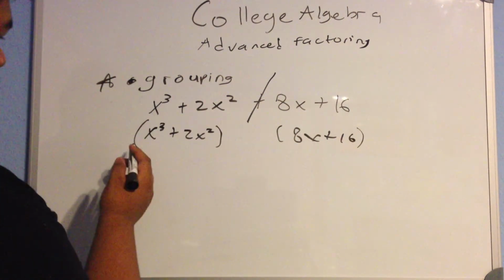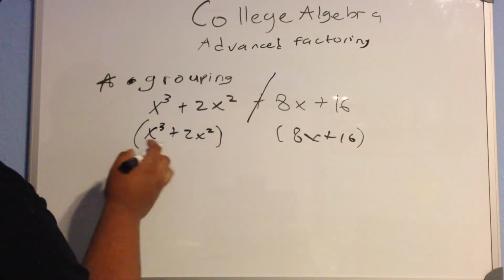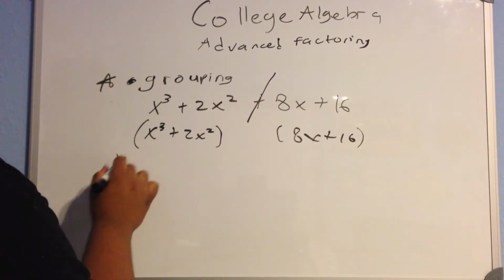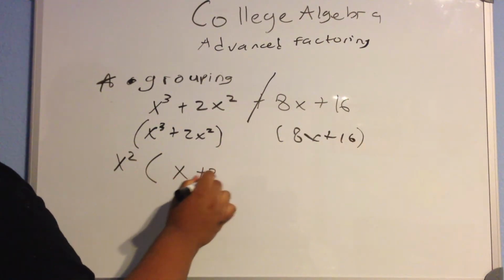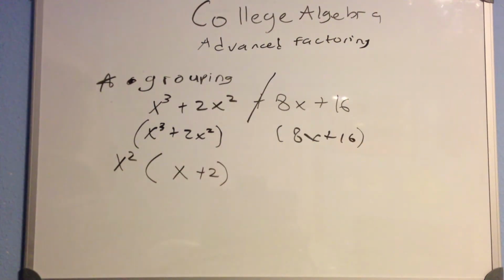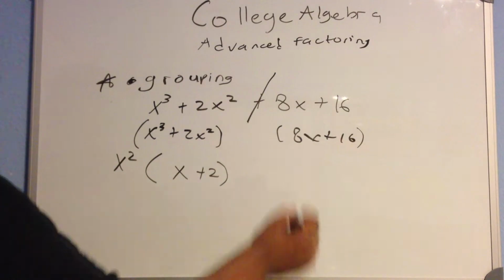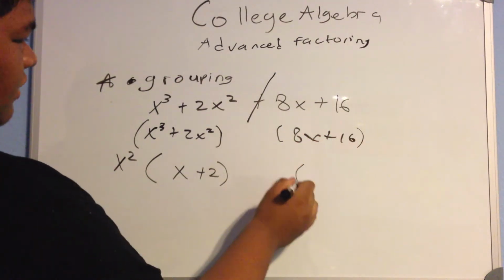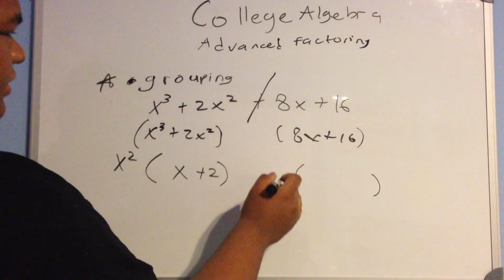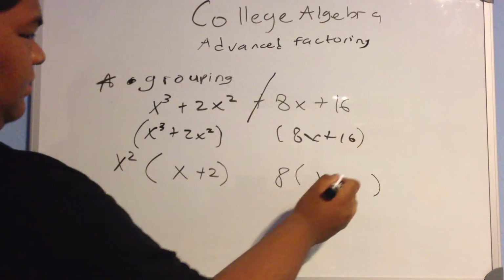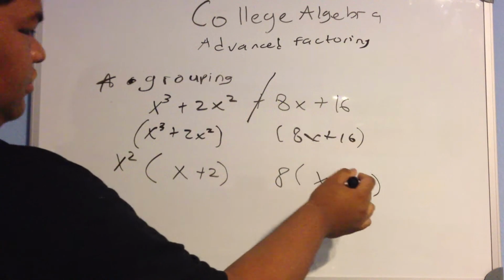Now, you treat it like that, and you get the greatest common factor of each special unit. So here, the greatest common factor would be x squared. So you factor out x squared, and that equals x plus 2. You'll actually see a common thing that's about to pop up, and that's when you know you're grouping correctly. 8x plus 16, factor that out. What's the greatest common factor? That would be 8. So 8 times x plus 2.